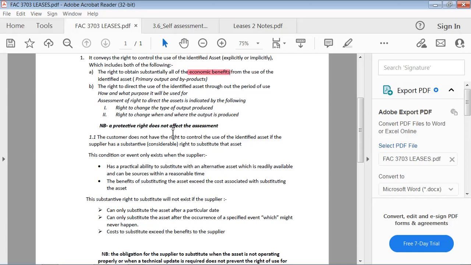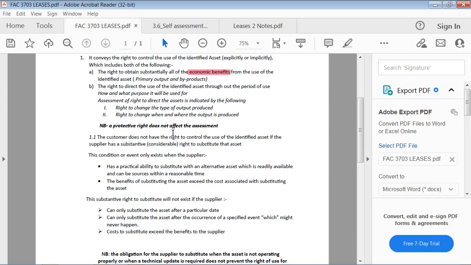You understand? So if in a scenario there is a clause stating that the supplier is restricting this person, maybe after 8 o'clock, to say don't go to this area as an example, that means that's a protective right.